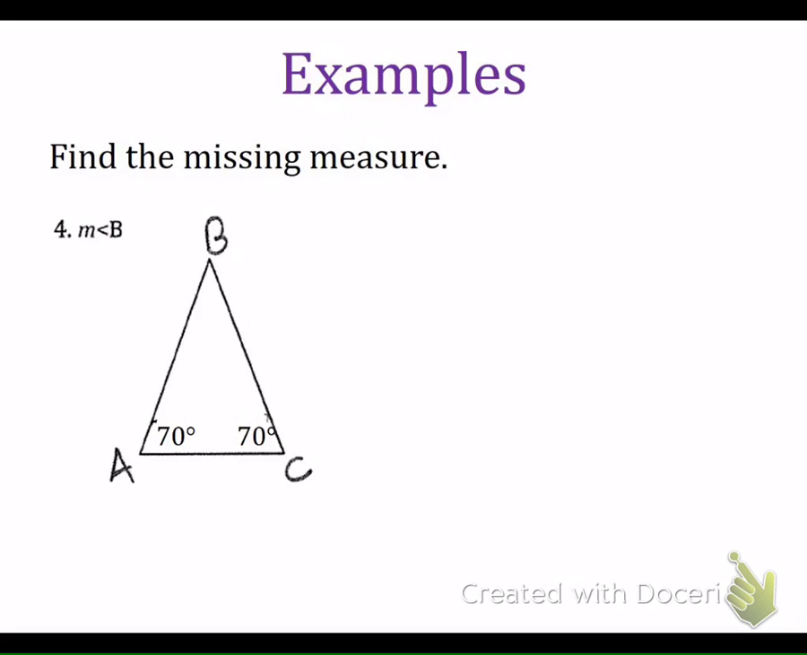Here is number 4. So I have a 70 and a 70 and I'm trying to find angle B. How do you get 40? 140 minus 180. Other way around. 180 minus 140. Yep. Good. Or you could, if you have a calculator especially, 180 minus 70 minus 70. Good. 40 degrees. Questions?